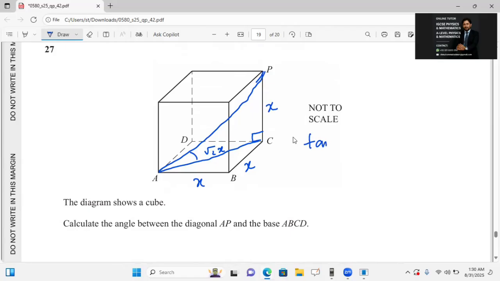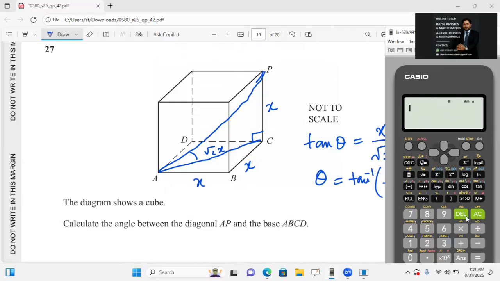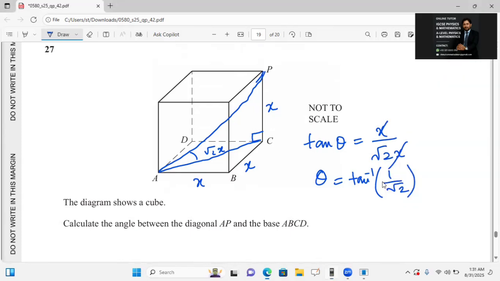So tan theta is equal to x over under root 2 x. X is gone over here. Theta is equal to tan inverse 1 over under root 2. Tan inverse 1 over under root 2. Shift tan, fraction, 1 over under root 2, bracket close, equals 35.26.